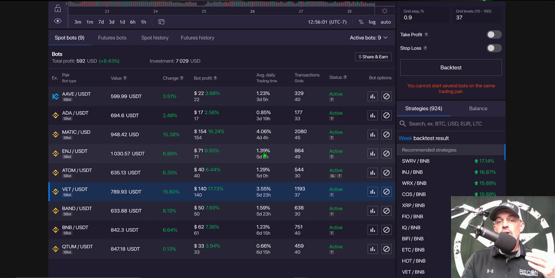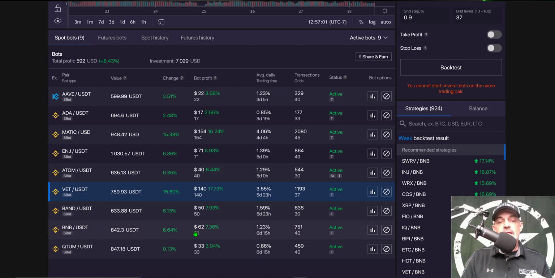Engine, another coin that I'm very bullish on, over 1% per day. It's been deployed for 5 days. Atom is meeting the 1% goal. VET, as you can see, again at that 3.5% per day profit. Band, we're looking at 1.5% profit. And even a coin like BNB that doesn't have a ton of volatility is over 1% per day. Now, Quantum is underperforming, but again, they have a hard fork coming up, so I'm looking for a pop out of Quantum. If it doesn't, I'll close the bot out if it continues to underperform.